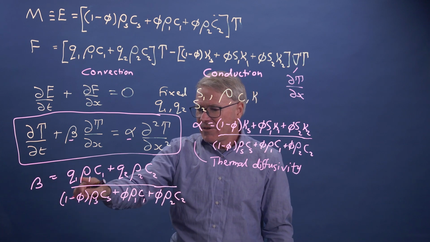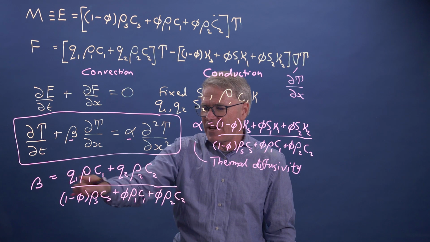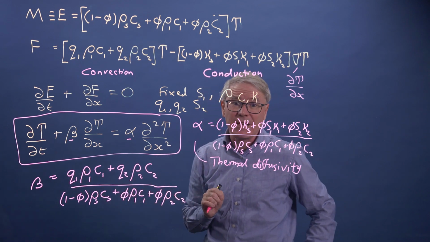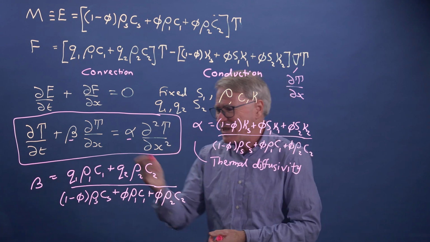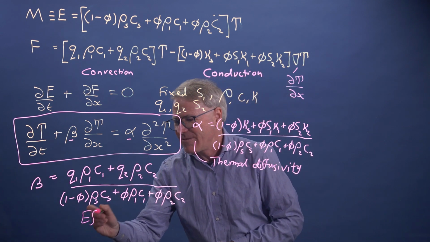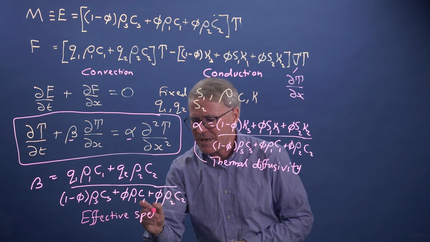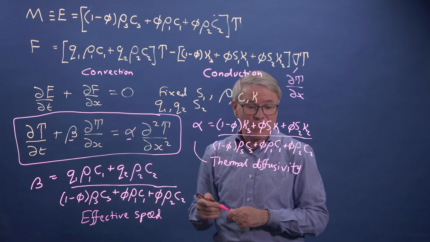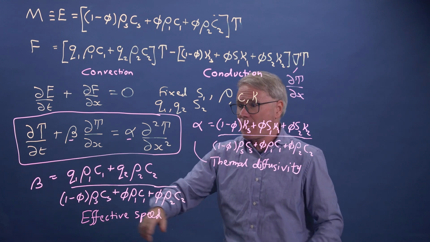Okay, we've got densities here, heat capacities, so it really looks like a flux divided by some sort of porosity. So this actually turns out to have the units of meters per second and is in fact an effective speed. Now, if you can't see that, that doesn't matter because we're going to go through that in subsequent videos. But for now, just look at the structure of the equation.